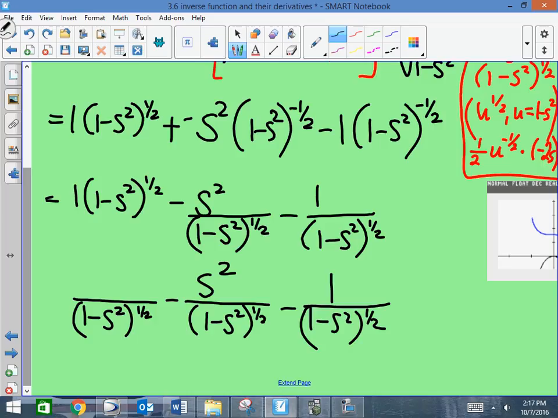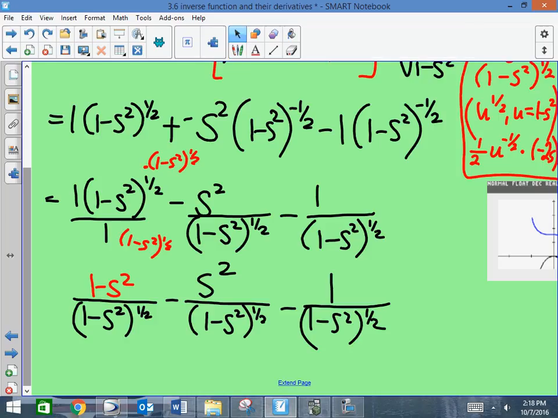So far, so good. What's my 1 change into 1 minus s squared? So what do I need right here? 1 minus s squared to the 1/2. I'm just doing a denominator here. So what does this turn into? 1 minus s squared to the 1/2 times 1 minus s squared to the 1/2 is 1 minus s squared to the 1, which is 1 minus s squared.